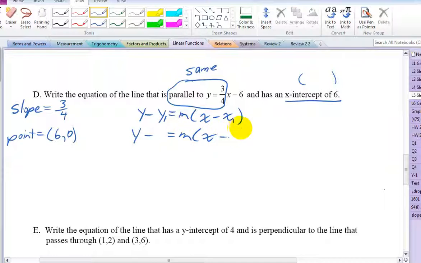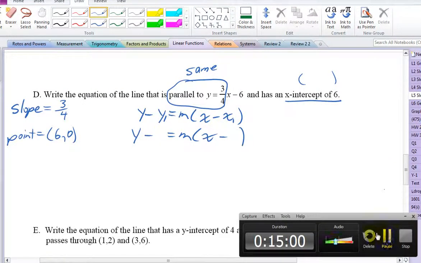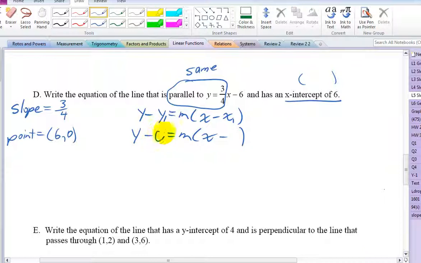This is kind of an easy one. So we should have got y minus 0, which is so nice and good for us. 3/4 is our slope, and minus 6. Okay. Multiply it. So y equals 3/4 x minus 6 times 3/4. Okay. How come I didn't write the minus 0 part? Because y minus 0 is y.